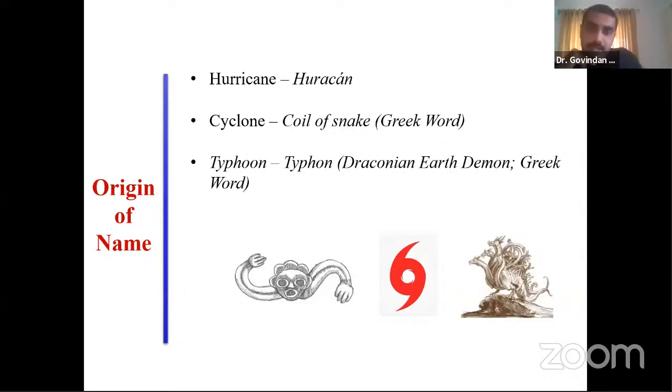You can see the name typhoon, which actually originated from the name of a Draconian earth demon. Again, that's from Greek. You can see on the very right-hand side the shape of a typhoon god. The name typhoon might have originated from Typhon.